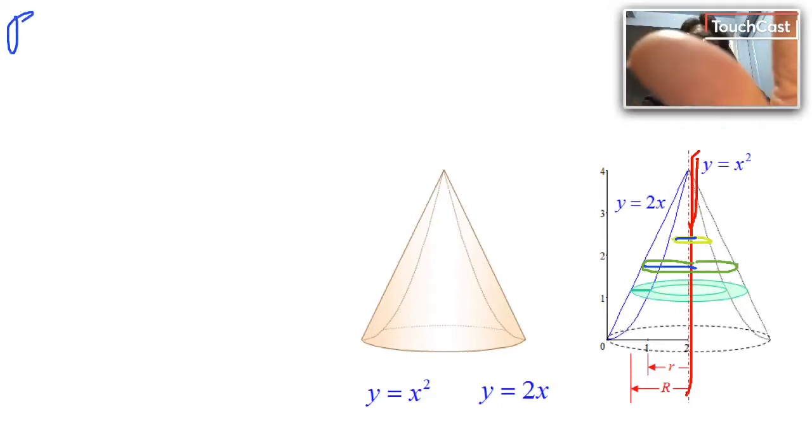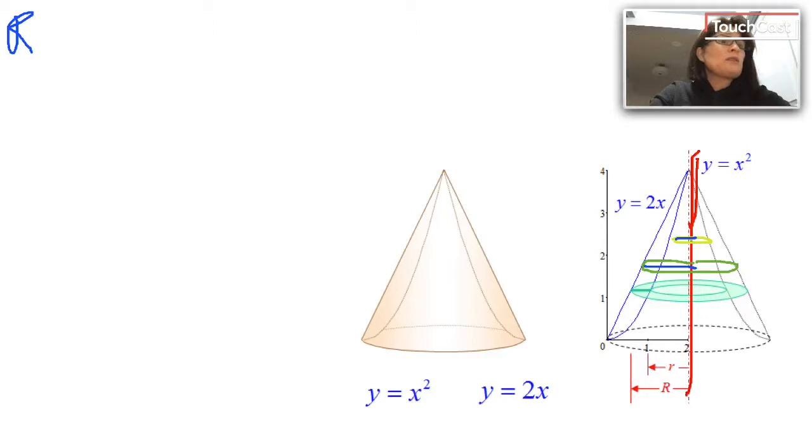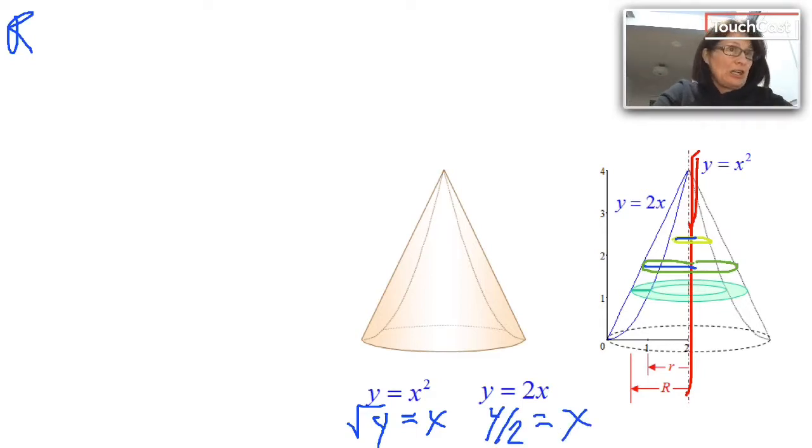So capital R is a horizontal line. I'm going to have that same problem I had in the last example, where when I try to find the distance of a horizontal line, I'm going to have to subtract x minus x. But notice neither of my curves is solved for x. So I'm going to note that the square root of y equals x. That's the parabola curve. And y over 2 equals x. That's the linear curve.